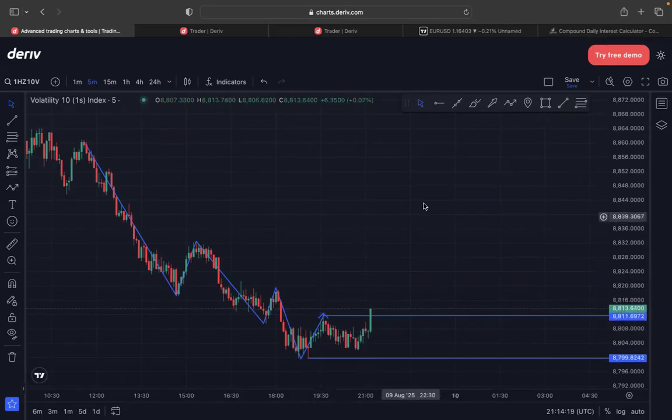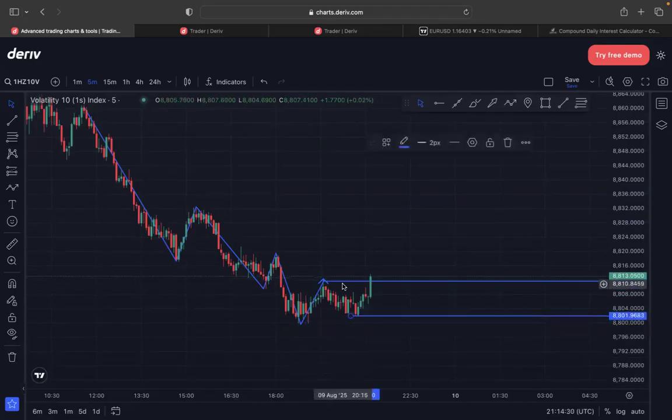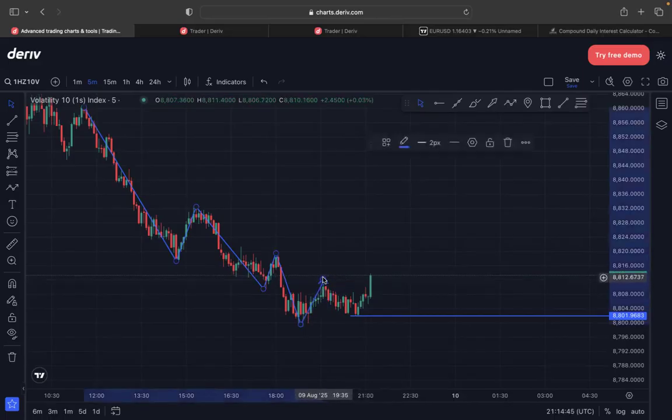A change of character. As you can see, now once you have a break of structure, of course, point of interest changes, right? Point of interest changes. Now this is our new low, our new lower low, and then we are expecting to see what, our new higher low. We're expecting to see our new higher high.